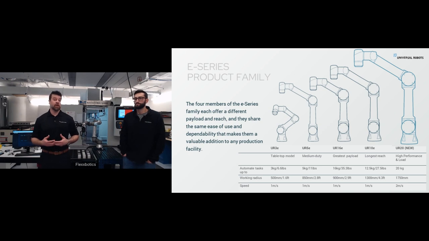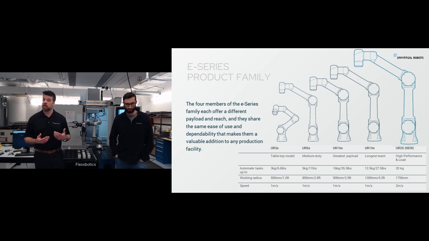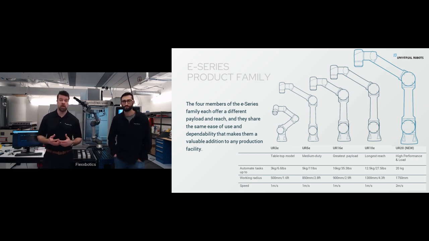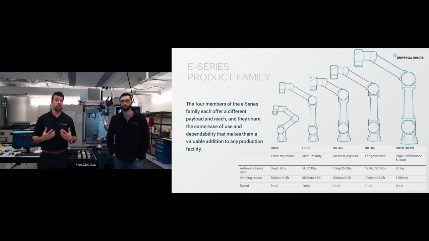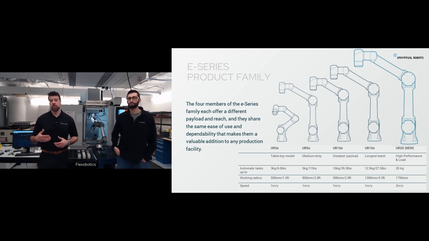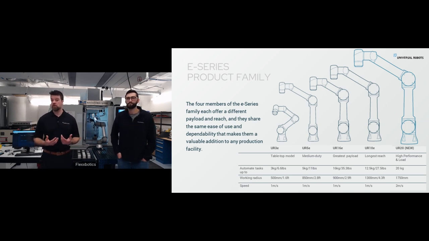And as you see here, we make five collaborative robot arms. The UR3 has a 500 millimeter reach. It's capable of picking up 3 kilograms, has plus or minus 360 degrees rotation in all of the joints and infinite rotation on the wrist joints. This makes it a great robot for tabletop applications, light assembly, or anything where high precision is required. The UR5e is a 5 kilogram robot with an 850 millimeter reach.